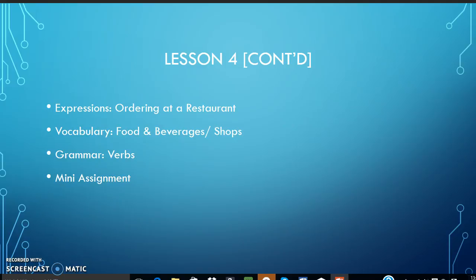Number seven is the phrase that we would use after eating. It would be ごちそうさまでした. ごちそうさまでした is the phrase used after eating. It also means thank you for the meal. So there you go.